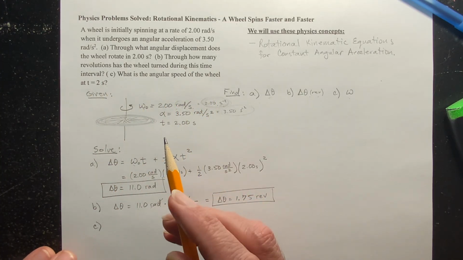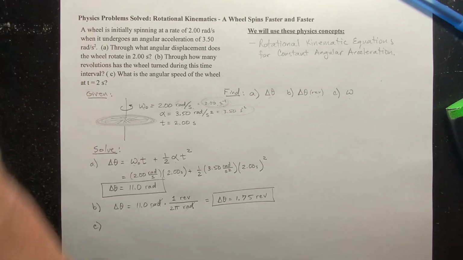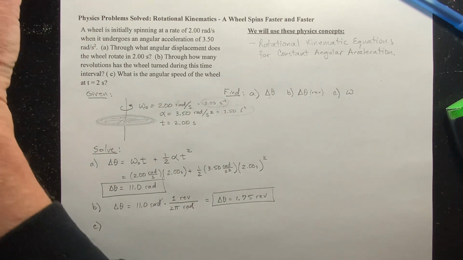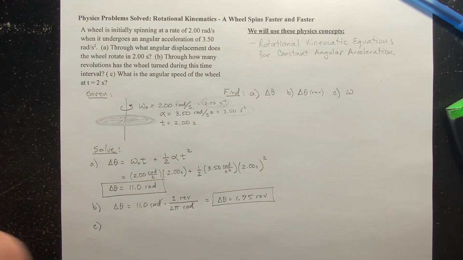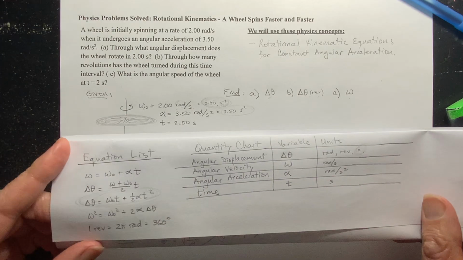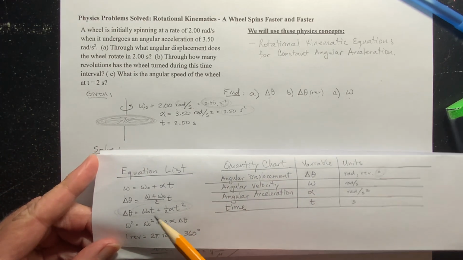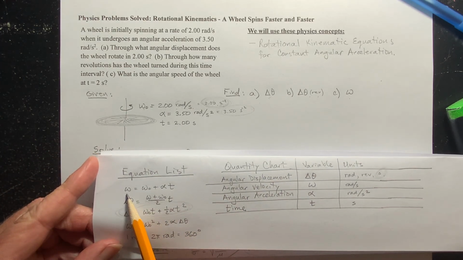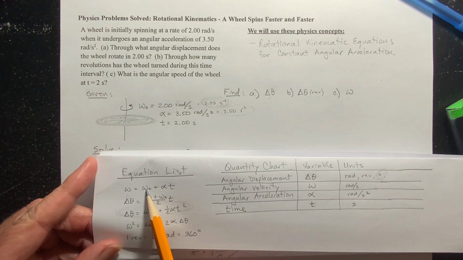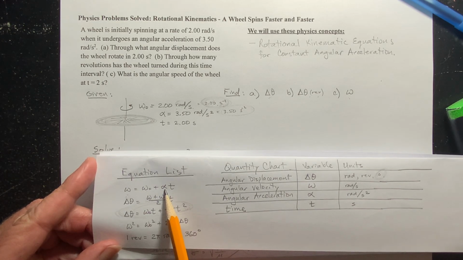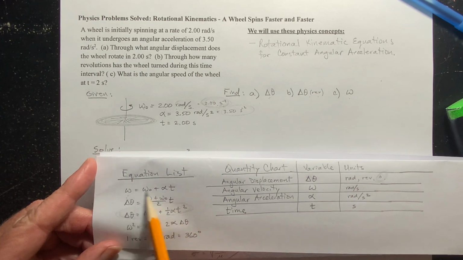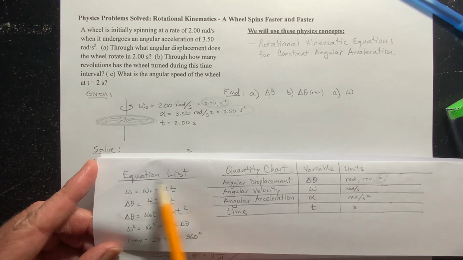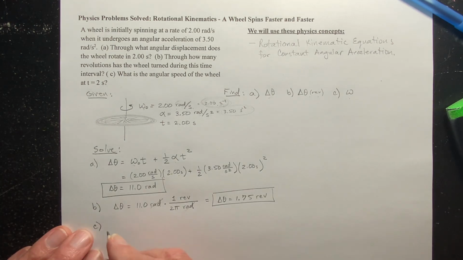What is the angular speed of the wheel at 2 seconds? Well, looking at my equation list, I want the final angular velocity, which is right here. I know what the initial angular velocity is, I know what my angular acceleration is, and I know what time. So these are all given. So this is the best equation to use, and that's the one I'm going to use.